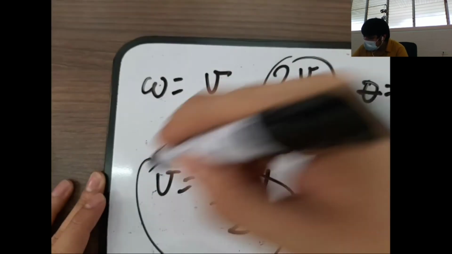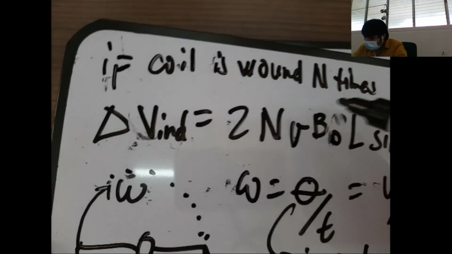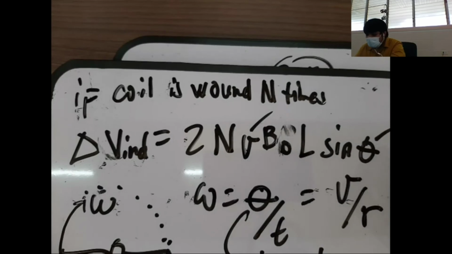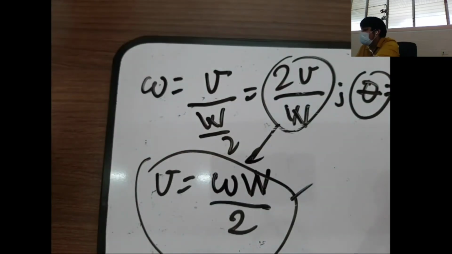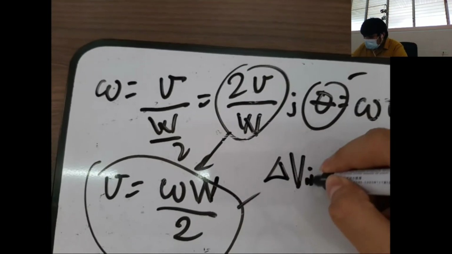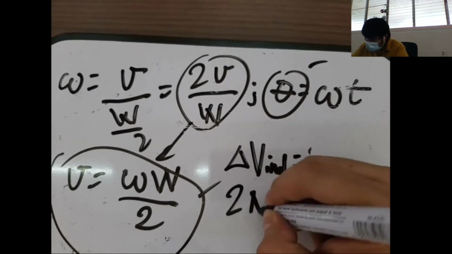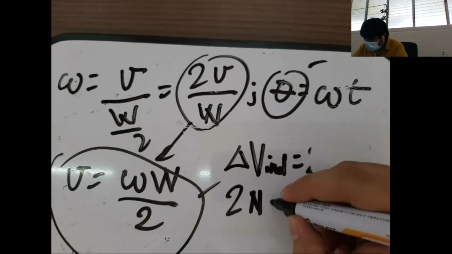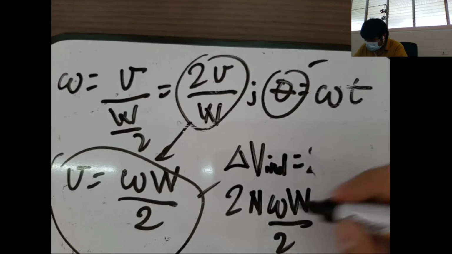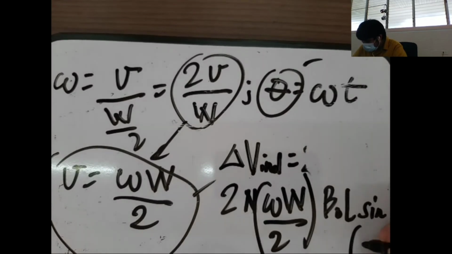Now we substitute these values to our original equation here. If you can see, we substitute these two to the ones here and here. Okay, so our resulting equation will now be 2N omega W over 2 multiplied by B null L sine omega times time. Okay?